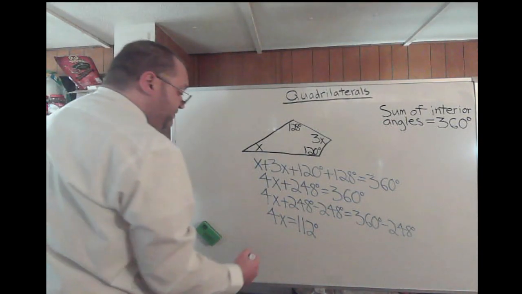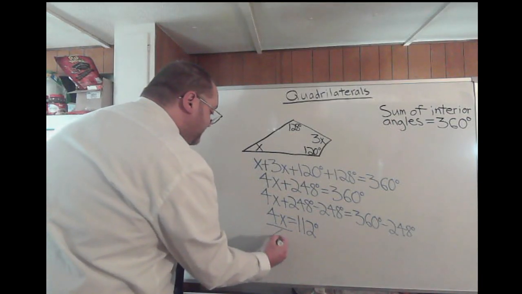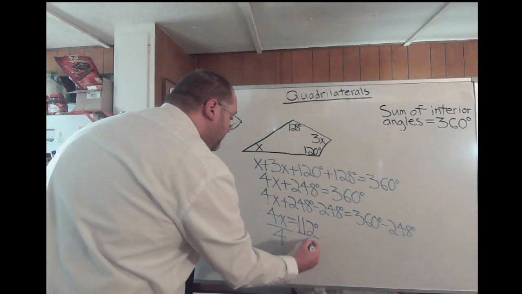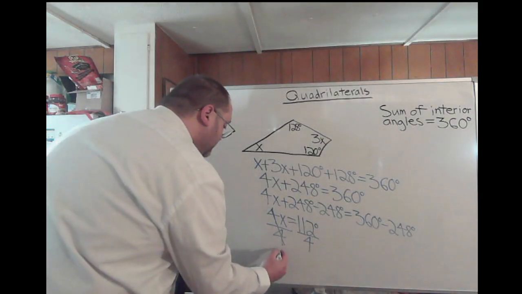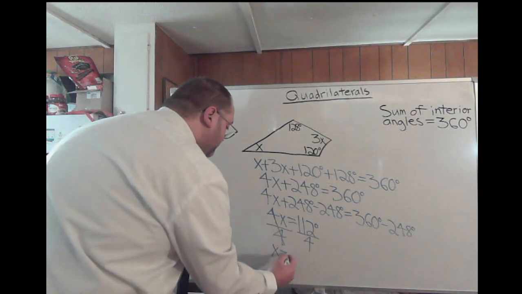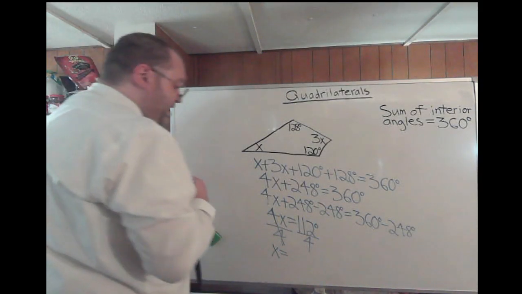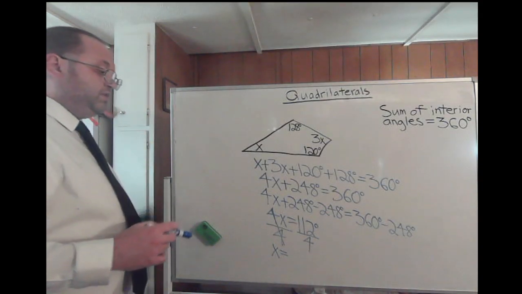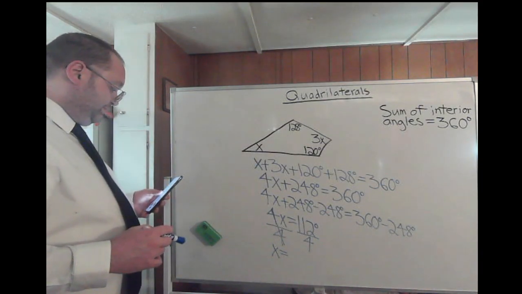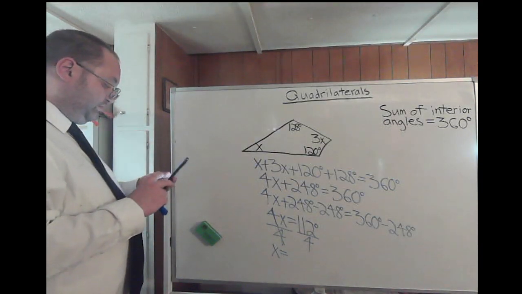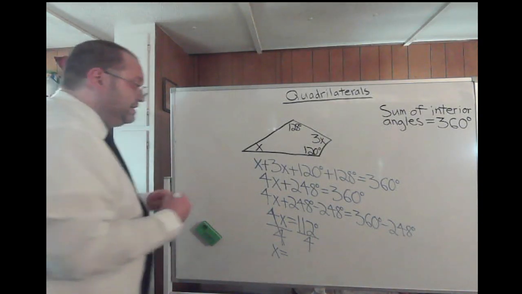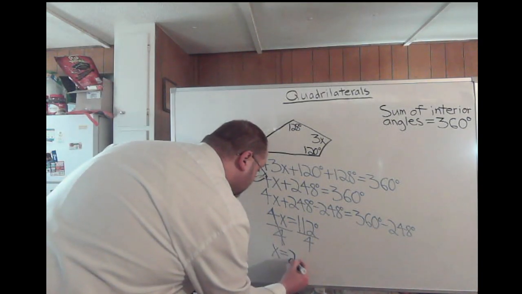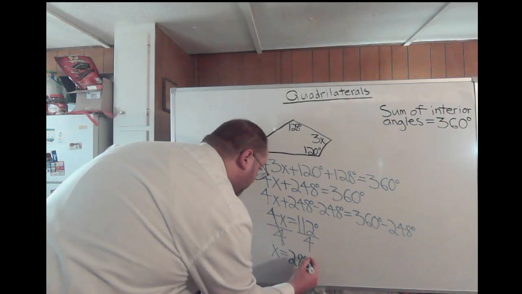So then you got to divide both sides by 4 to get the x by itself. We do that. The left side 4's cancel out. You'll get x is equal to 112 divided by 4. It'd be 28. So x equals 28 degrees.